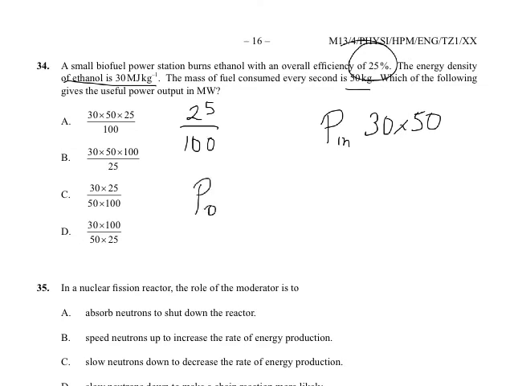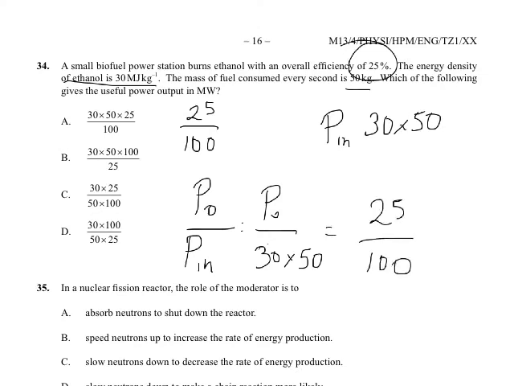Power out over power in. Okay, if we substitute our values in, 30 times 50 equals 25 over 100. So if we multiply this to here, we end up with times 30 times 50, and that gives us option A.